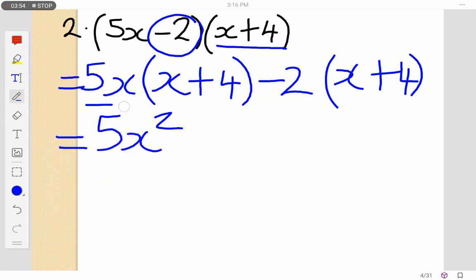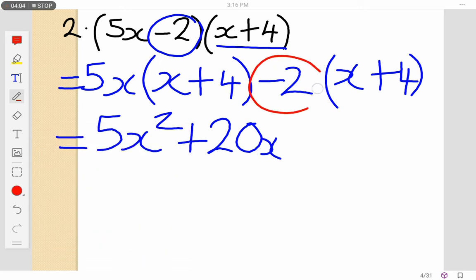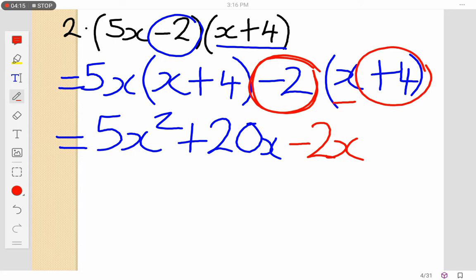Okay, now 5x times 4, we get plus 20x. Okay, we are done with that part. Let me go to this one. Minus 2 times x, we get minus 2x. Okay, then minus 2 times plus 4. Plus 4 there. We get minus 8.